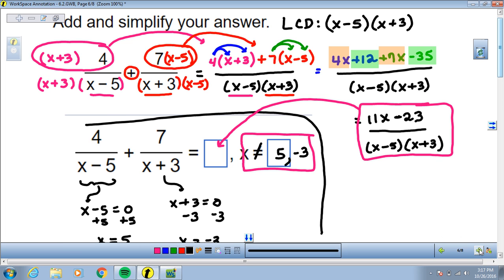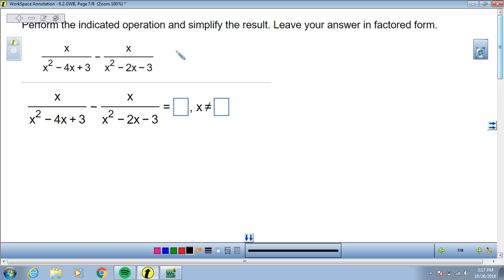Next question. Now we are going to subtract those two fractions, and we are going to also find the domain, okay? The values that make the denominator 0, the values that we must exclude from the fractions, okay? So we are going to begin by factoring the denominators.